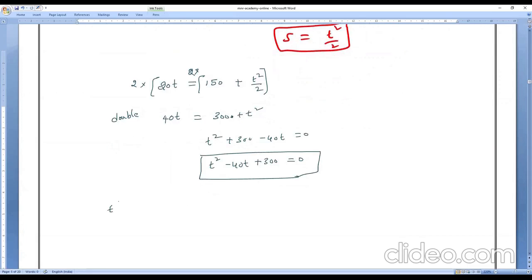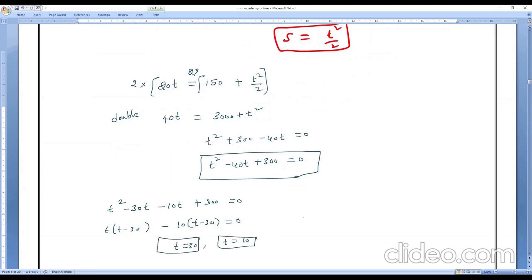You tell me fast. t square minus 40t, how can I write this one? 30t and 10t. So t square minus 30t minus 10t plus 300 is equal to 0. Next, t is common: t into (t minus 30), minus 10 is common: (t minus 30), which is equal to 0. So now t is equal to 30, or t is equal to what? t is equal to 10 seconds. Clear?